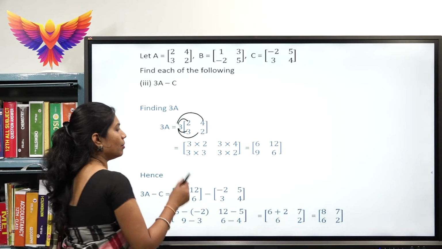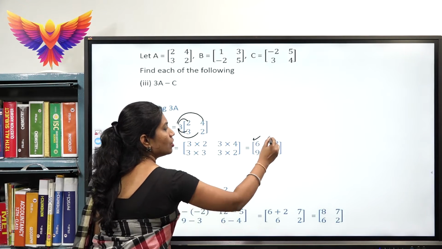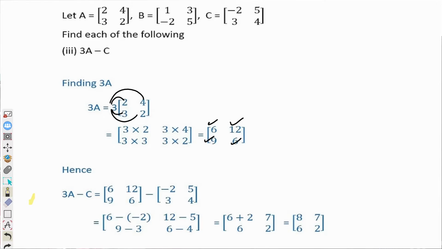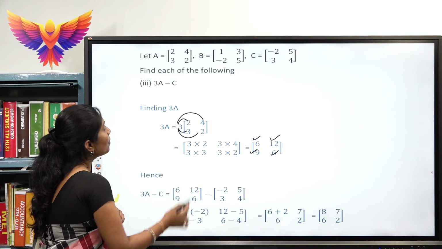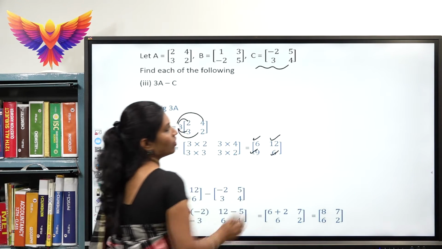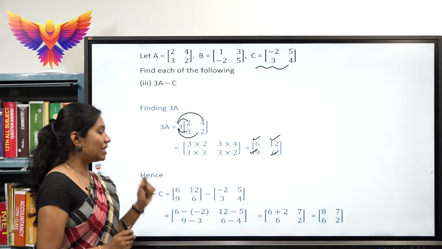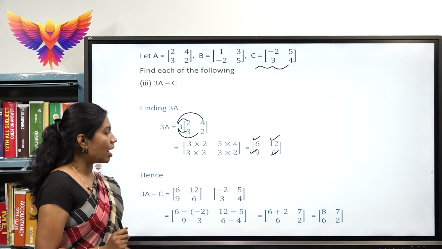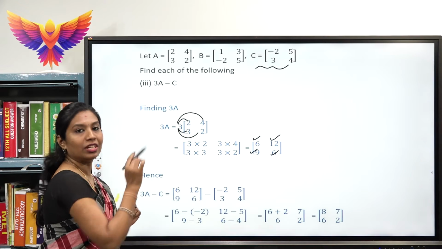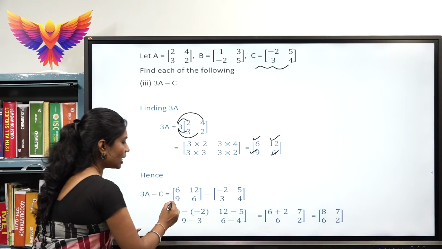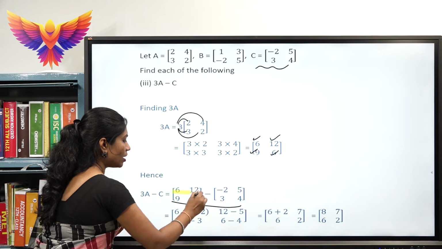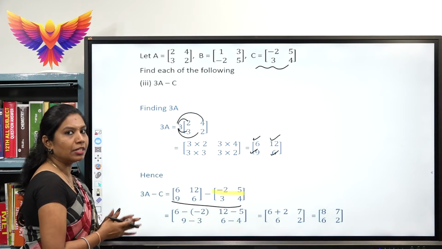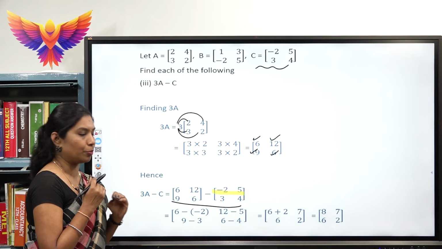I have got the matrix 6, 12, 9 and 6 as a 2 cross 2 matrix when I further simplify 3 into matrix A. That is, I have considered whatever I got as 3A minus the third matrix given in the question, which is 6, 12, 9 and 6 minus of minus 2, 5, 3 and 4. So, again this is a difference of two matrices that we are supposed to find. I need to find this matrix minus this matrix.